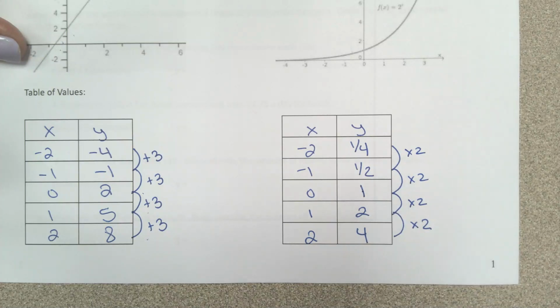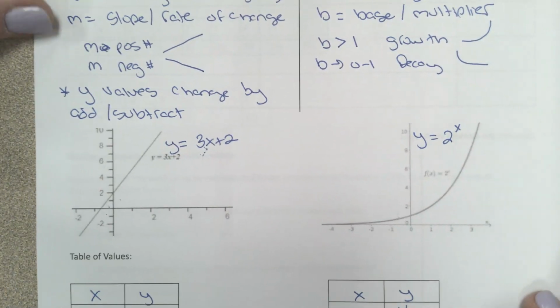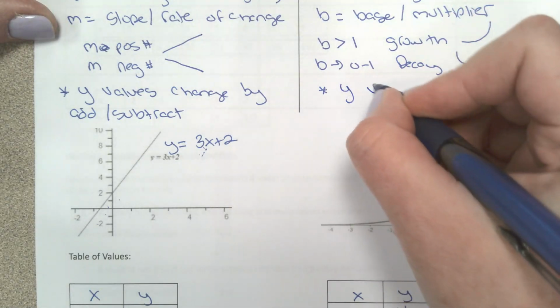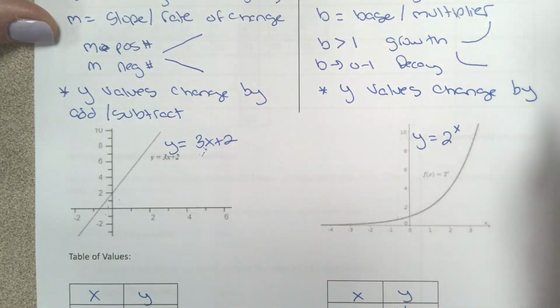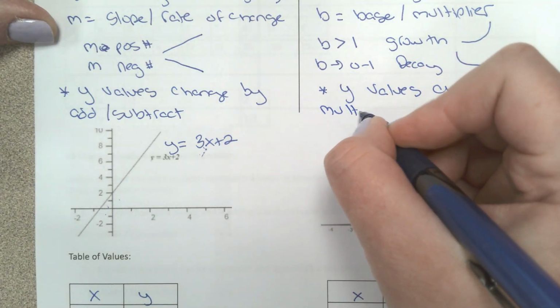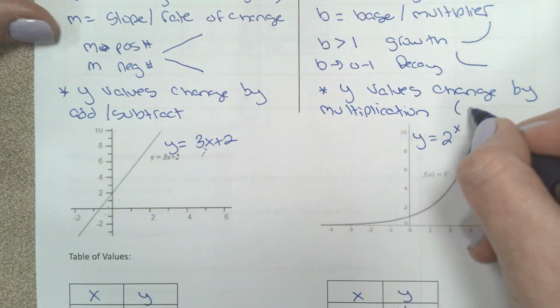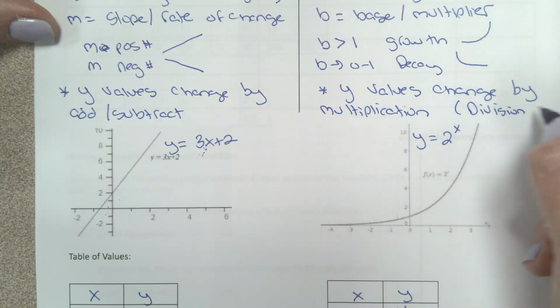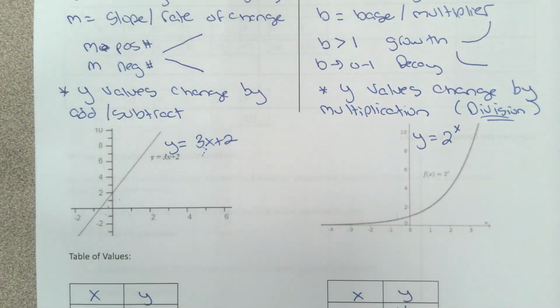So in an exponential function, I get from one number to the next by multiplying. So up here, I would say my y values change by multiplication. Kind of division, but in division, you can always multiply by a fraction as well. So we are definitely going to be multiplying.